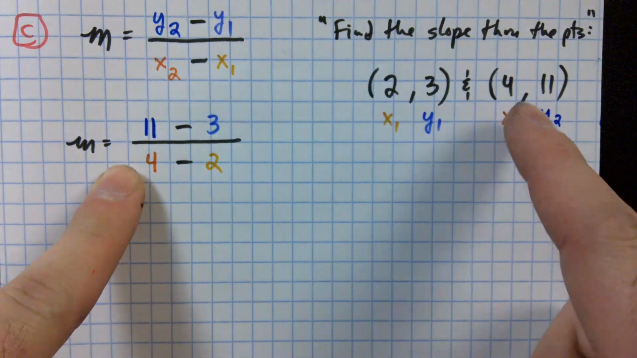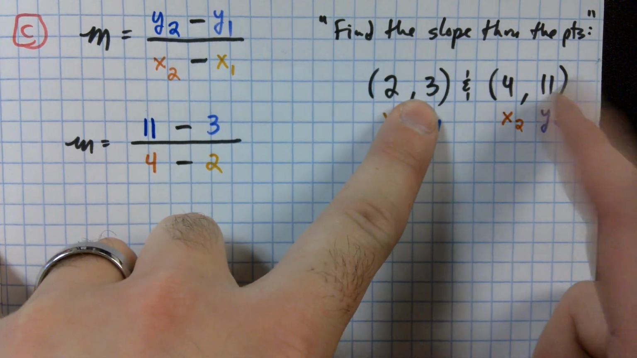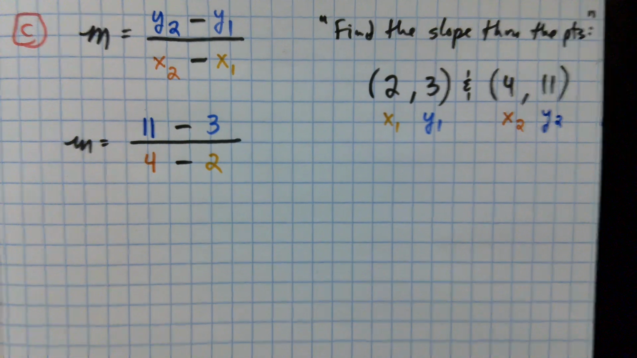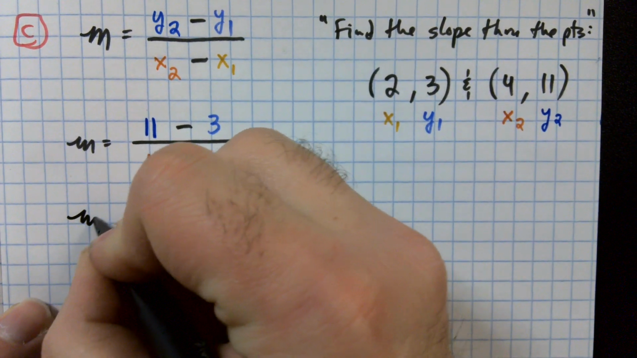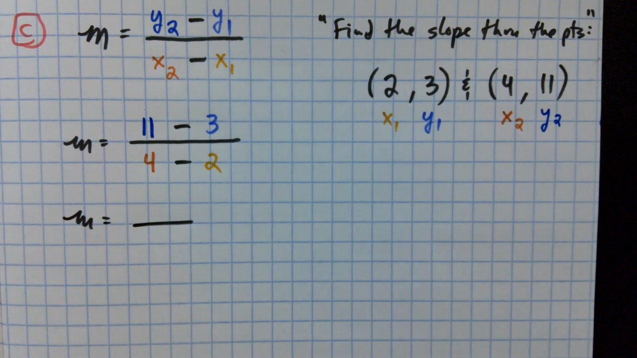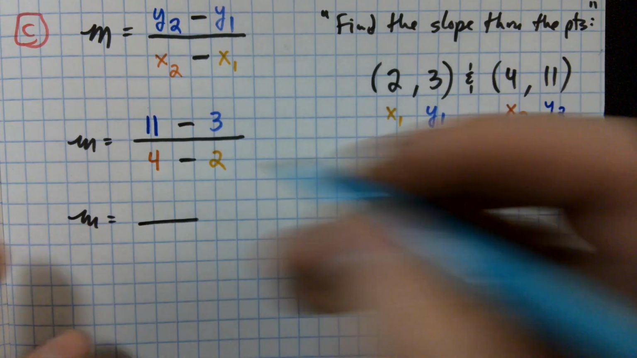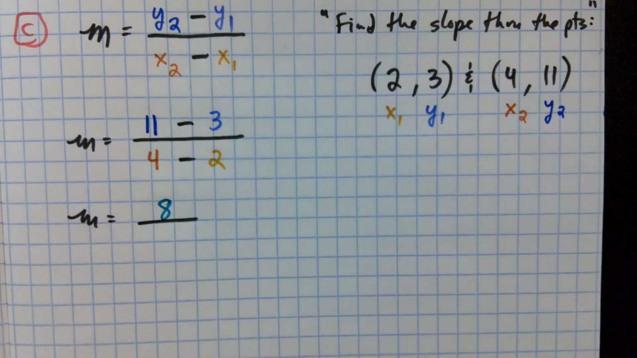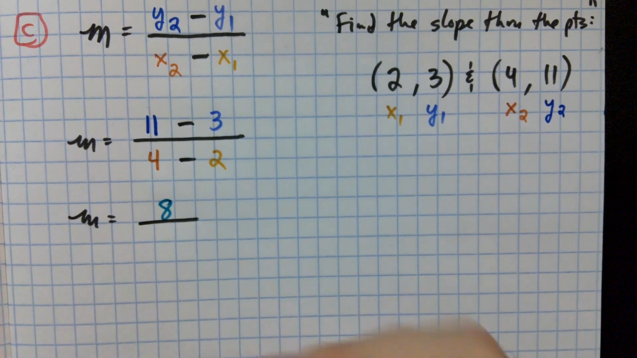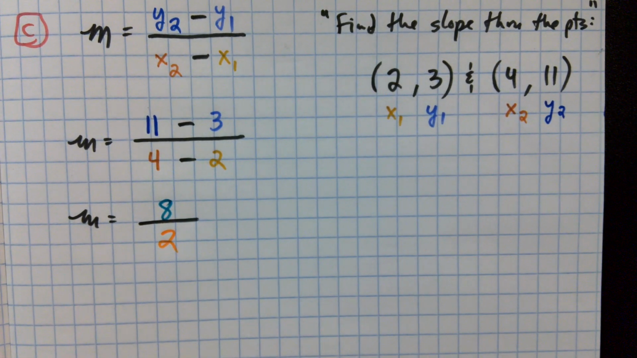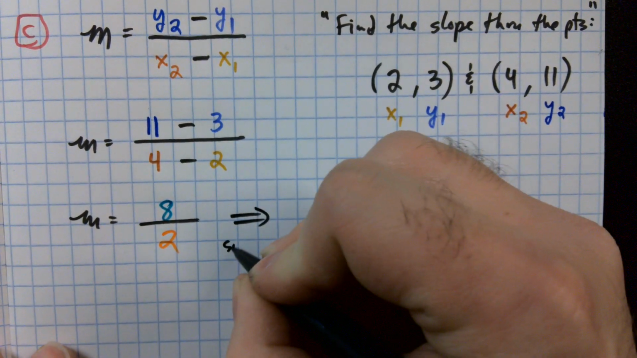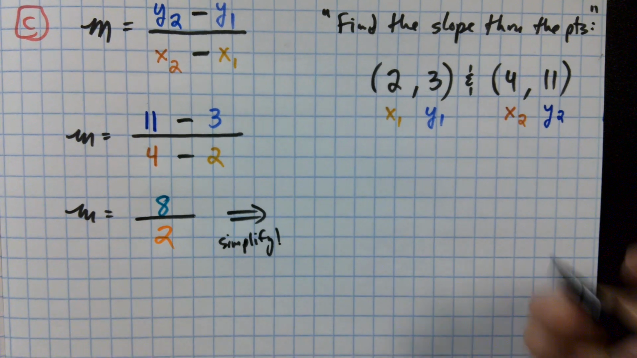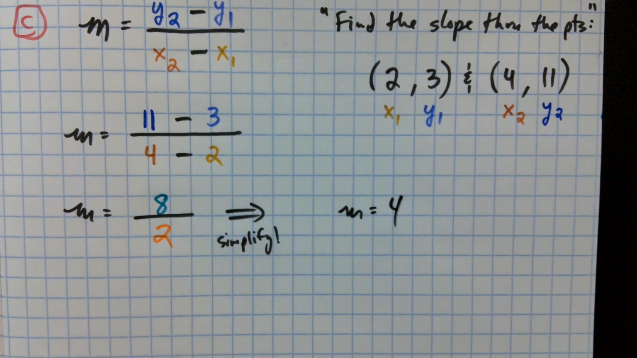So just think about how we did it. The second y value. Well, my y values are 3 and 11. The second one's 11 minus my first y value, which is 3. Now we can simplify this. What is 11 minus 3? 8. 11 minus 3 gives me 8. And what's 4 minus 2? 2. We have to make sure we always simplify. What is 8 divided by 2? 4. That's not too bad, right?